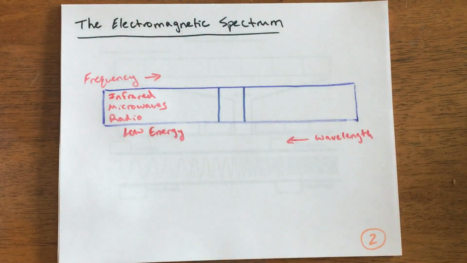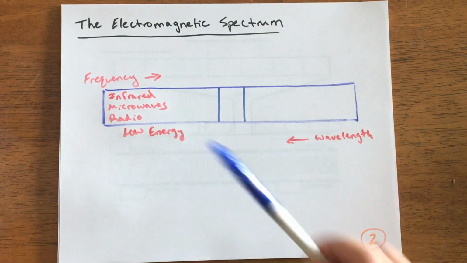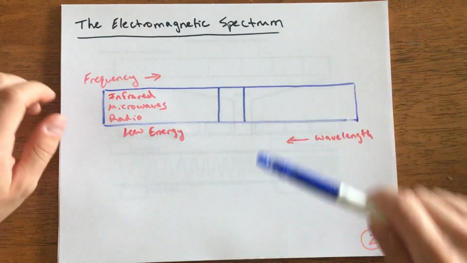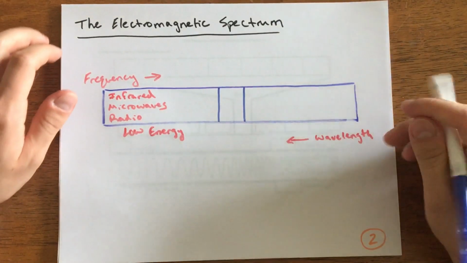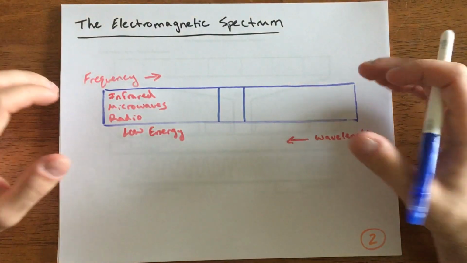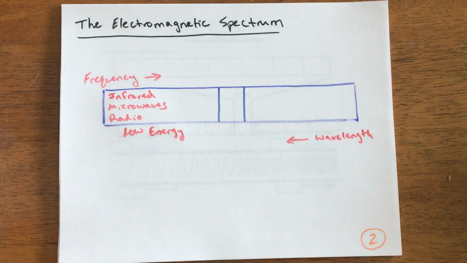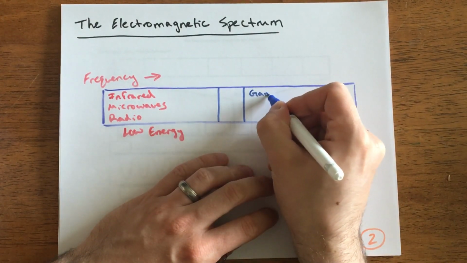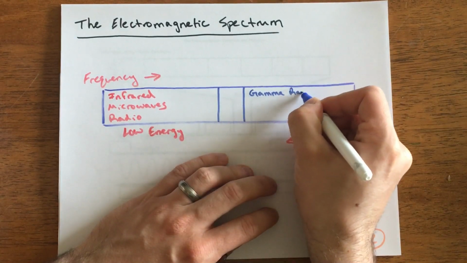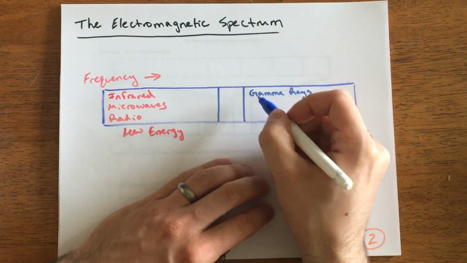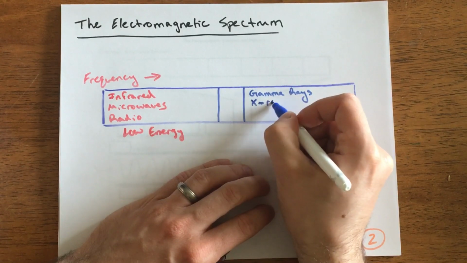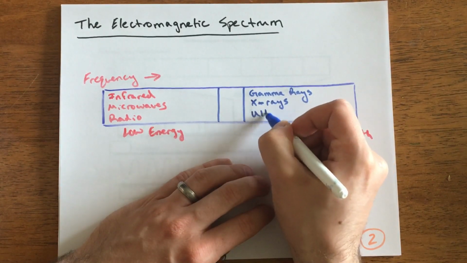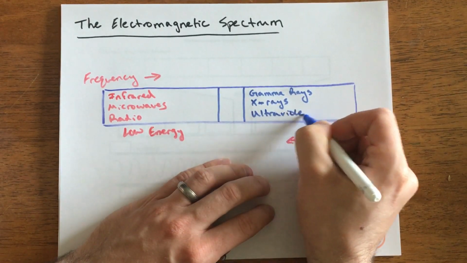Let's actually jump all the way over to the right. That's going to be our high energy section. You can think of it as the frequency is much higher, so it's moving much more rapidly, and the wavelength is much shorter. For the same reason, it's squished together. You're seeing many, many more waves. There are three main types of light that we're going to see in this section as well. Those include gamma rays, X-rays, and ultraviolet light.